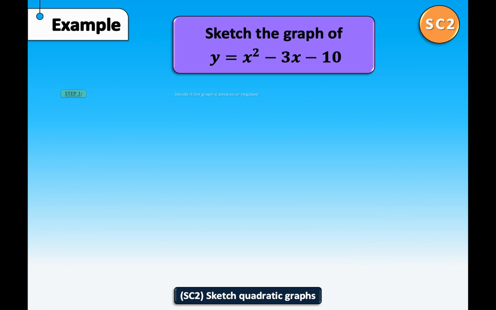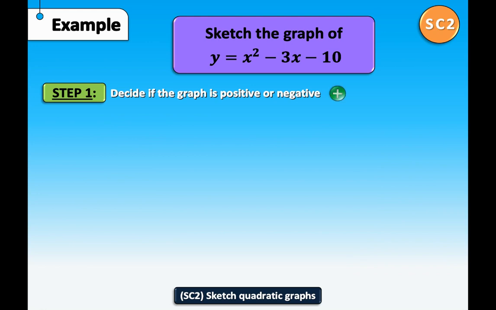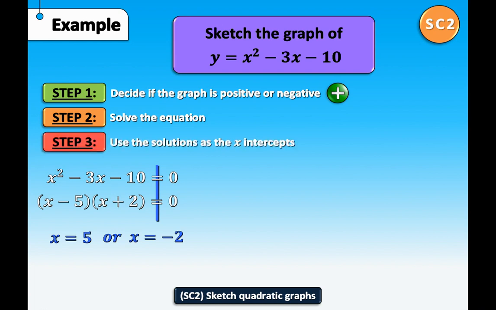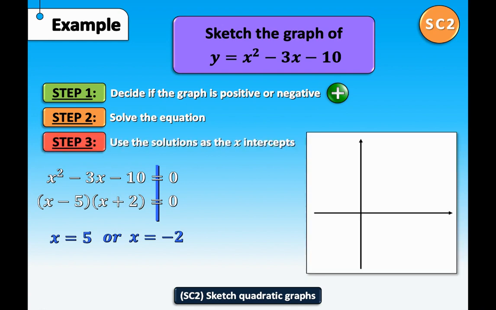Again, in this question, first of all, we need to decide whether it's a positive or negative quadratic, and it's a positive x squared, so this is a positive graph. Then we can make it equal 0 and solve it, and this will tell us where it crosses the x-axis. So factorize it into 2 brackets, and then solve it. So x equals 5, or x equals minus 2. That means it's going to be a U-shaped curve that crosses the x-axis at 5 and minus 2. So it's going to look like this.